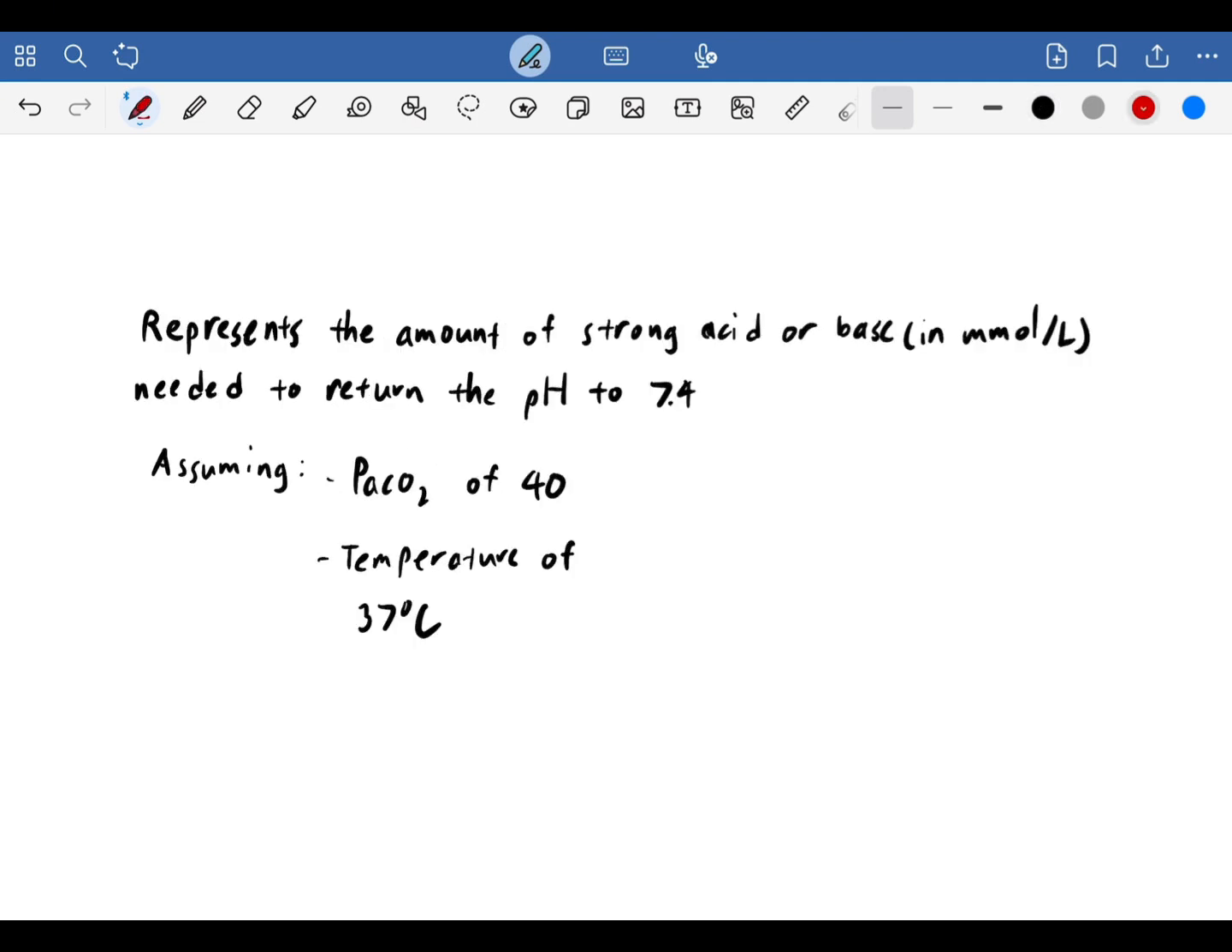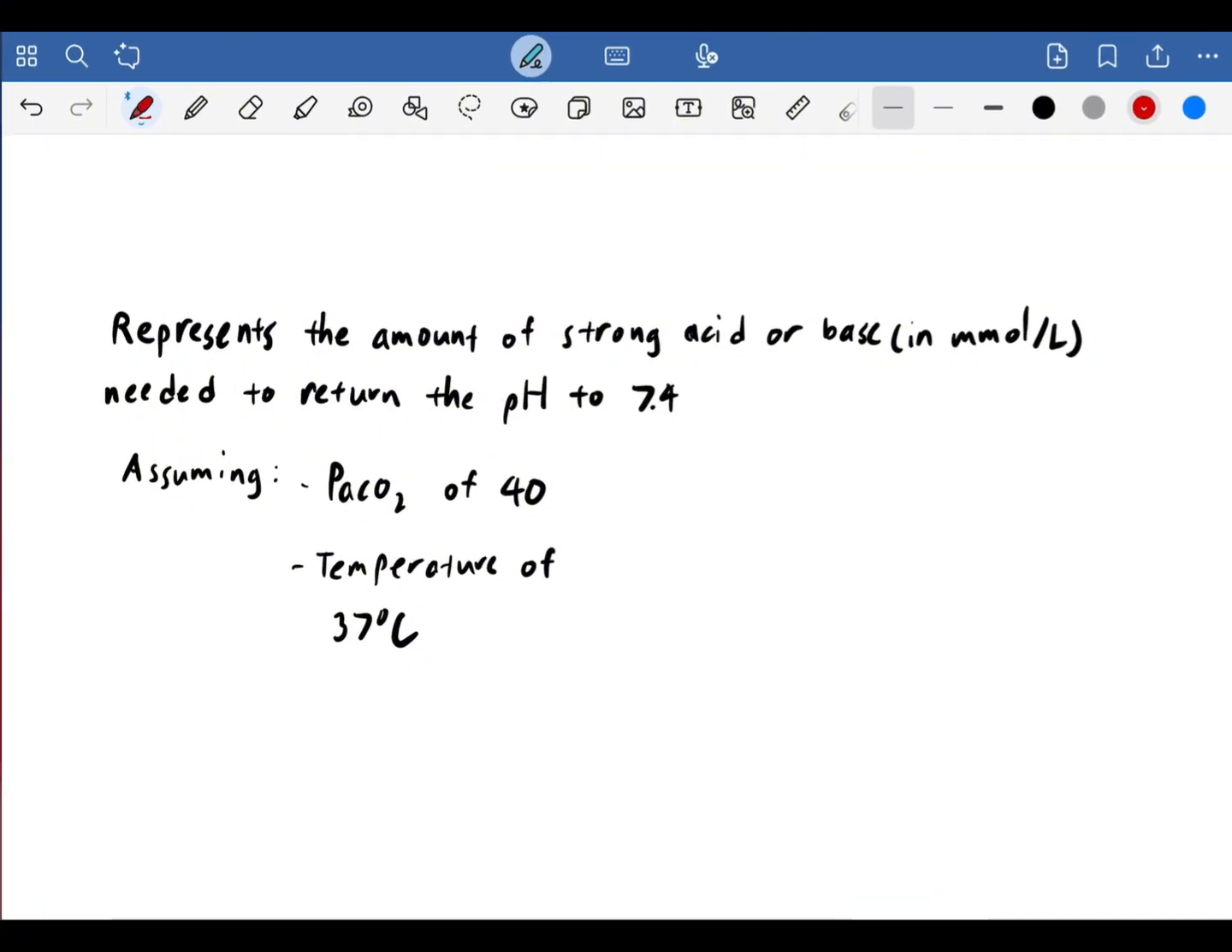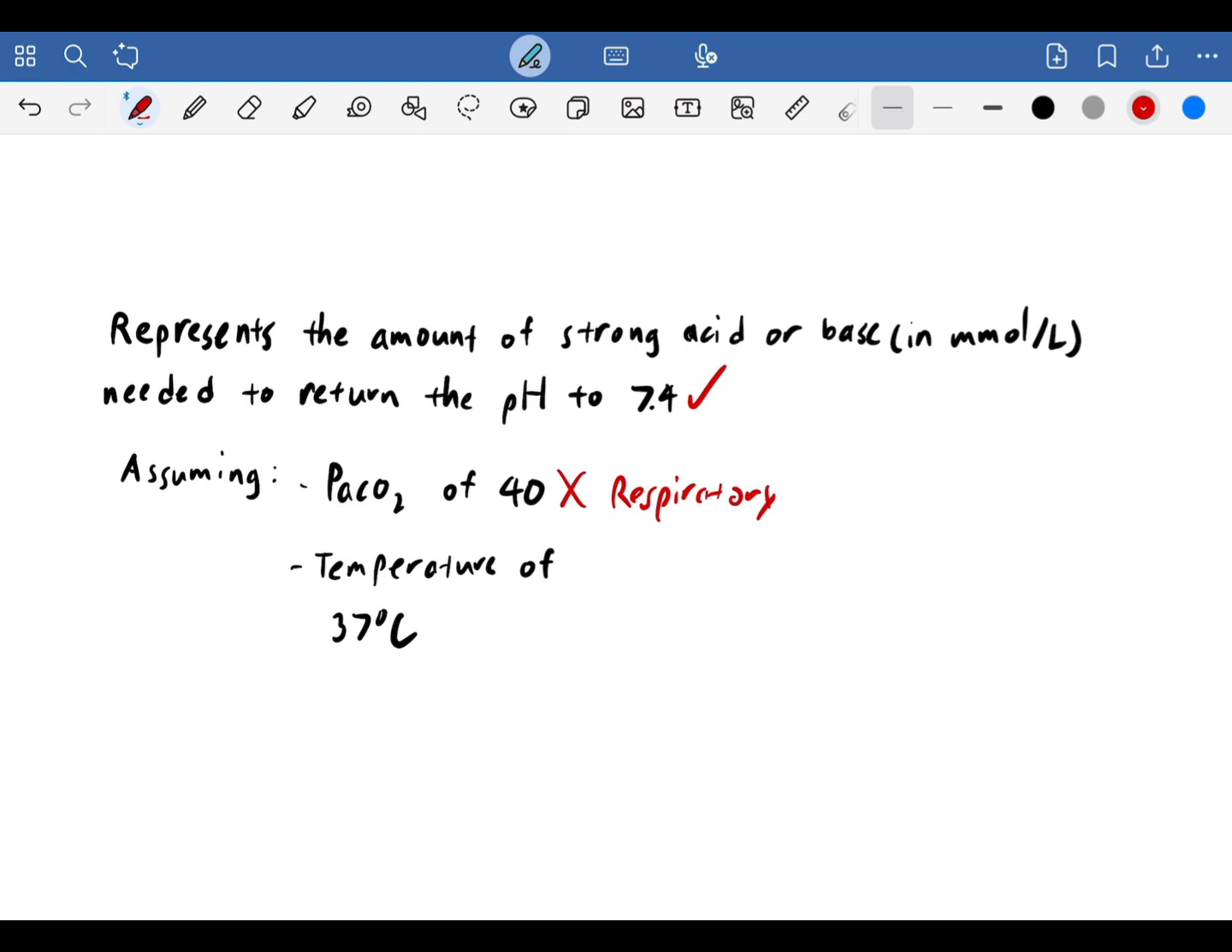And then here's a little more in-depth definition: the base excess represents the amount of strong acid or base in millimoles per liter needed to return the pH to 7.4. If we remember, 7.4 is normal, right? That's good. And under these conditions, it is assuming that the PaCO2 is 40, and then also you want a temperature of 37 degrees Celsius. By isolating these factors, with the PaCO2 of 40, you're getting rid of the respiratory component. And by assuming the temperature is 37 degrees Celsius, you are assuming that the patient is in a normal physiologic state.